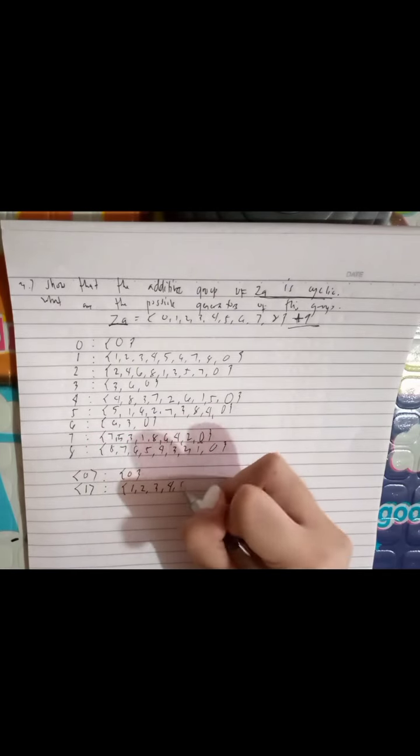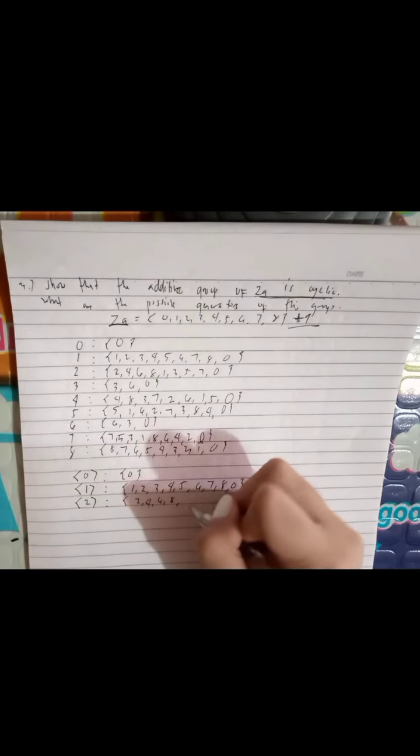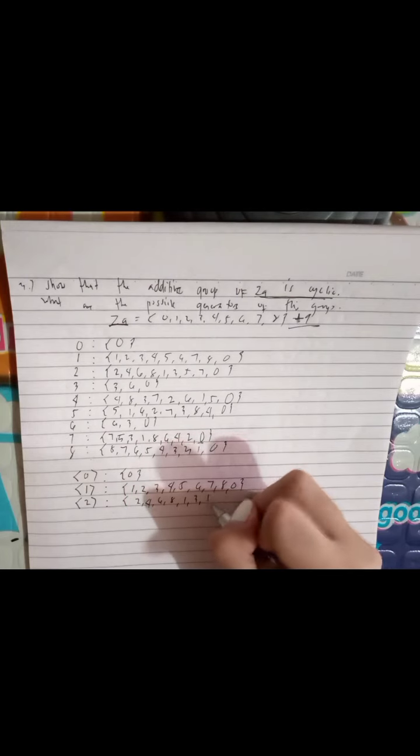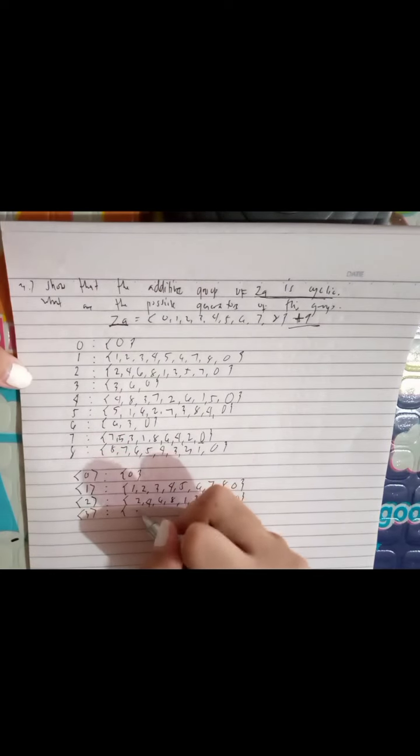The order of 0 generates into 0. Order of element 1 generates into 1, 2, 3, 4, 5, 6, 7, 8, and 0. Order 2 generates into 2, 4, 6, 8, 1, 3, 5, 7, and 0. Order 3 generates into 3, 6, and 0.